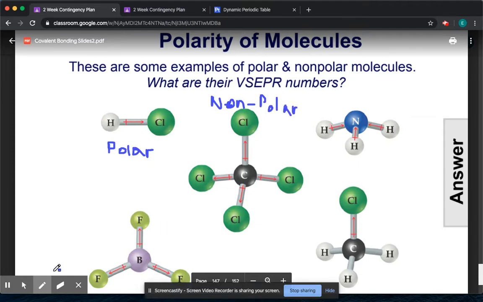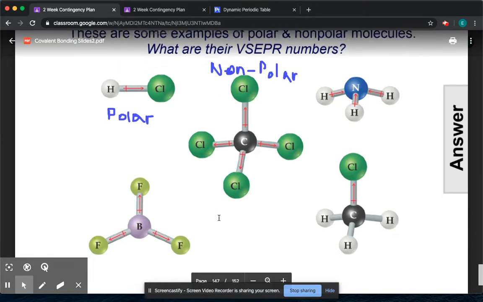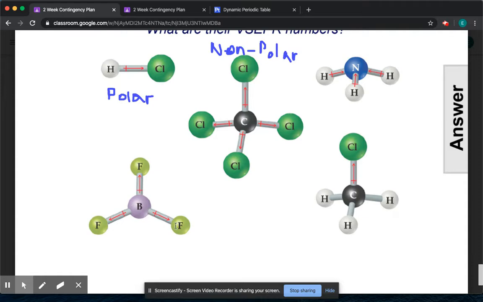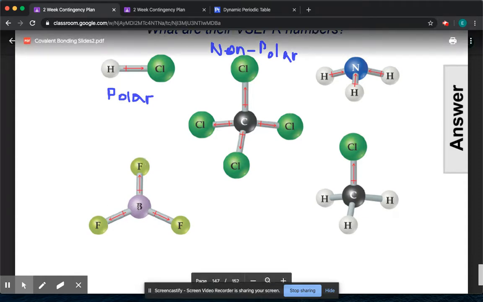This is non-polar. Scrolling down a bit. Boron and fluorine. This is a trigonal planar molecule, or that's the shape. These would cancel, okay? They would cancel. This is non-polar.